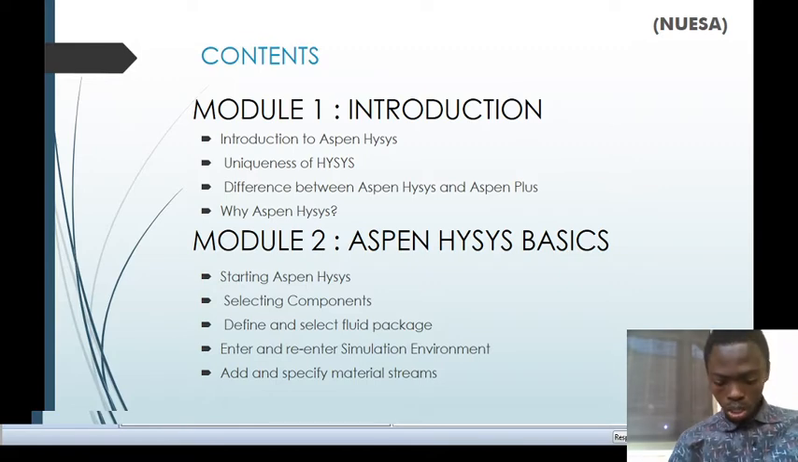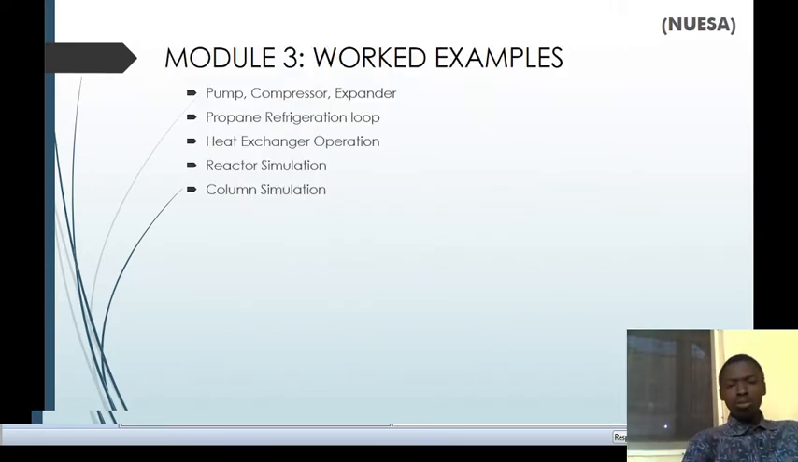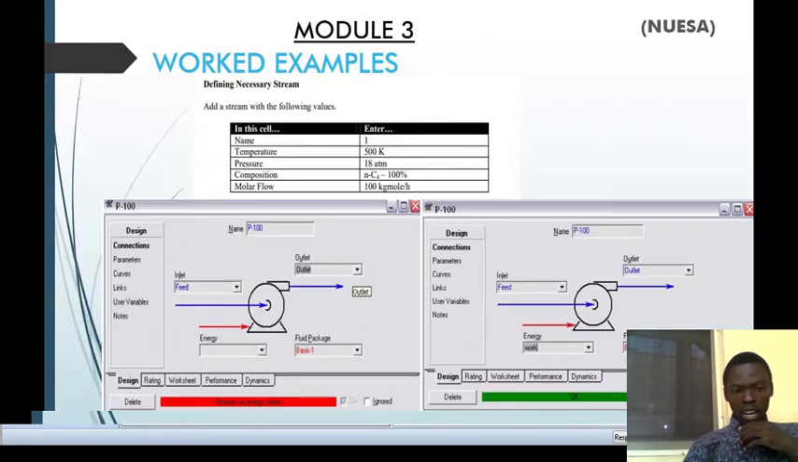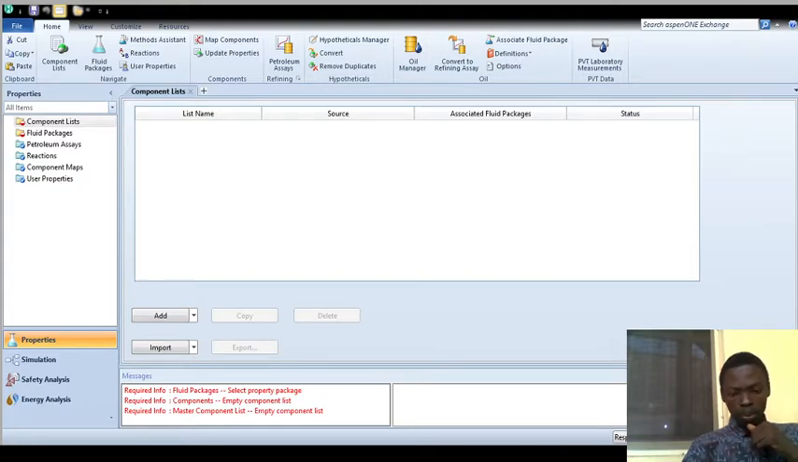So basically today I'll be starting from add and specify material streams, and then we'll be looking at module 3D, probably the first one, the pump, compressor and expander and all that. We'll try and see what we can do about that. So moving on, let me go to where I have add and specify material streams. Let me open my Aspen Hysys for you so you can see what I'm talking about. So this is my Aspen page, as you can see, where you have the component list and the fluid package list.